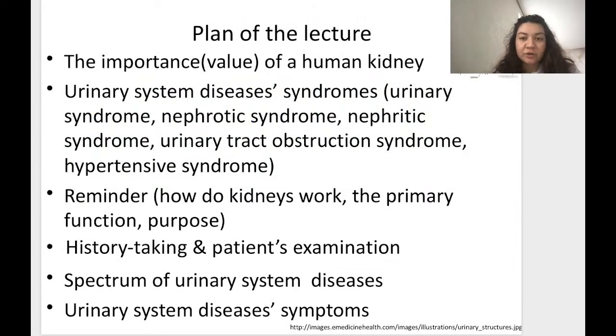Plan of our today's lecture. First of all, I'm going to remind the importance or value of the human kidney. After it, urinary system diseases syndromes. Separately, we will discuss urinary syndrome, nephrotic syndrome, nephritic syndrome, urinary tract obstruction syndrome, and hypertensive syndrome. After it will be a short reminder of how kidneys work, their primary function and purpose. It is history taking and patient's examination in general for all urinary system disorders, the spectrum of urinary system diseases, and main symptoms of urinary system diseases.